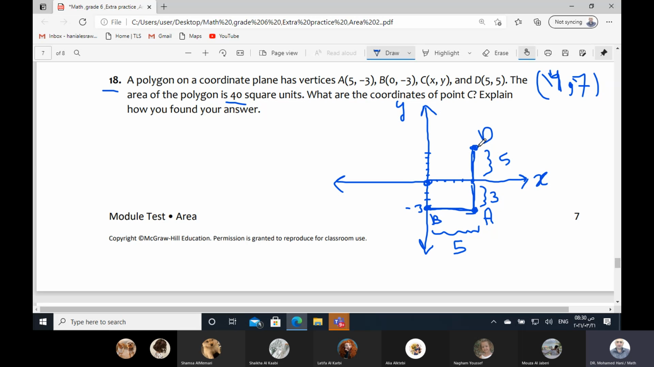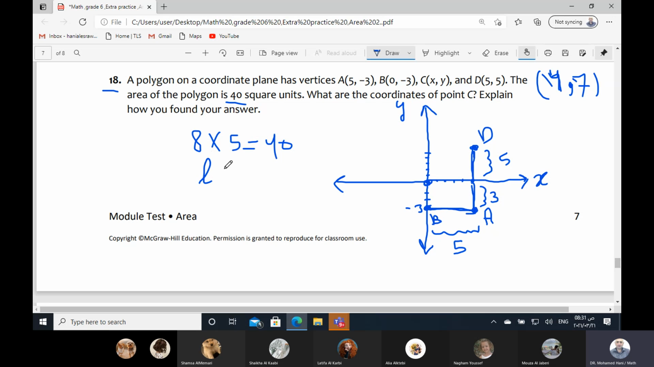As you see, the distance from D to the X will be 5. And the distance from X to the A will be 3. So the whole distance here will be 8. And the distance from A to the Y, as you see, will be 5. And as you see here, 8 times 5 equals what? Equals 40. The same area. Right. Means here we have length times width.